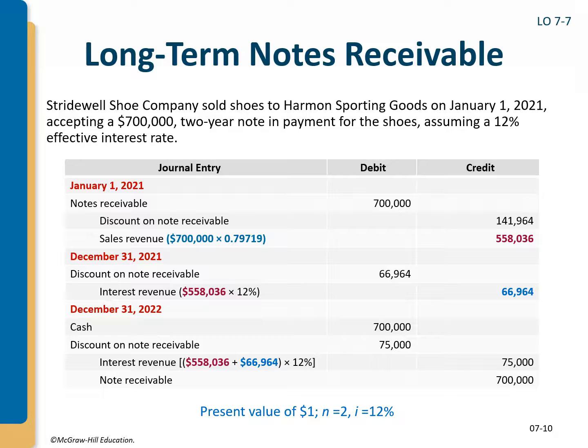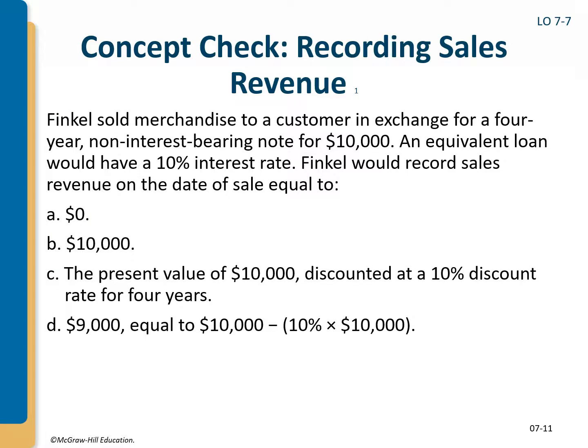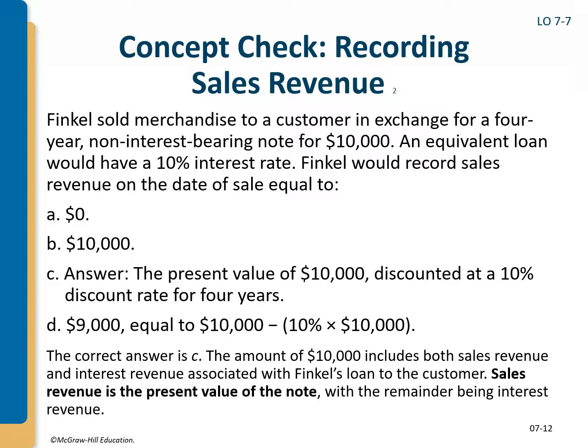Interest bearing, non-interest bearing. So Finkel sold merchandise to a customer in exchange for a 4-year non-interest bearing note for $10,000. An equivalent loan would have a 10% interest rate. Finkel would record sales revenue on the date of the sale equal to. Now remember, that $10,000 will be paid back at the end of 4 years. We're trying to figure out what's the present value of that, and it would be C. The present value of $10,000, 10% interest rate for 4 periods. So that calculation would give us how much we credit sales revenue for.